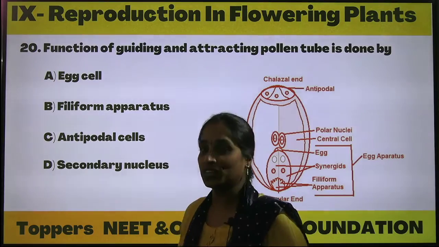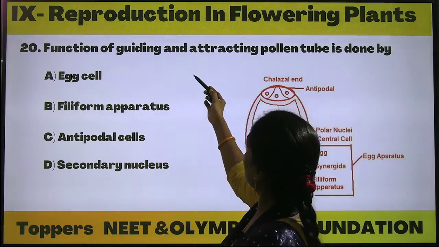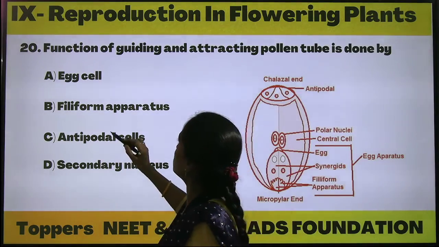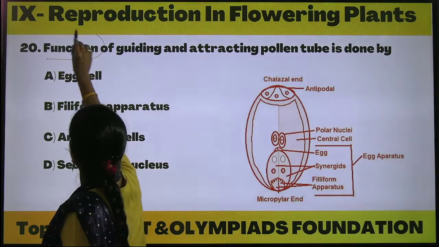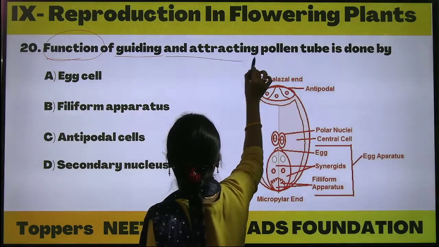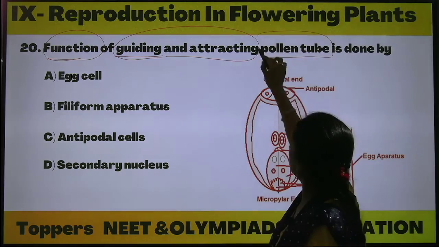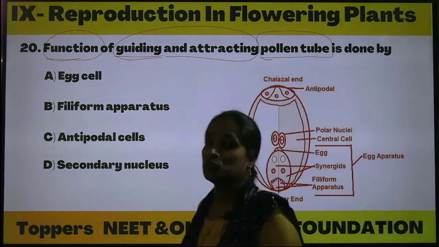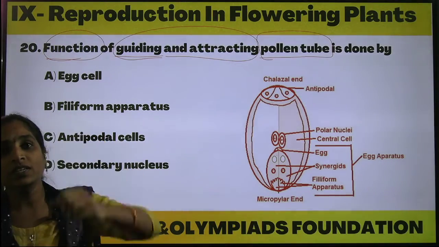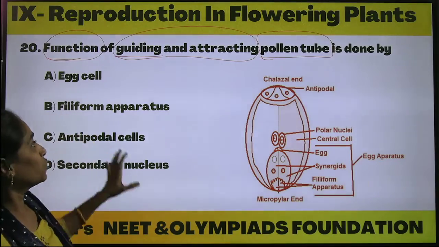Next, question number 20. Let us see what the question is. The function of guiding and attracting the pollen tube is done by, right? So what is the main concept here? The function of attracting and guiding the pollen tube is done by what? So what is the pollen tube? It germinates from the pollen grain sitting on the stigma of the female reproductive organ, right? So here, the pollen tube.